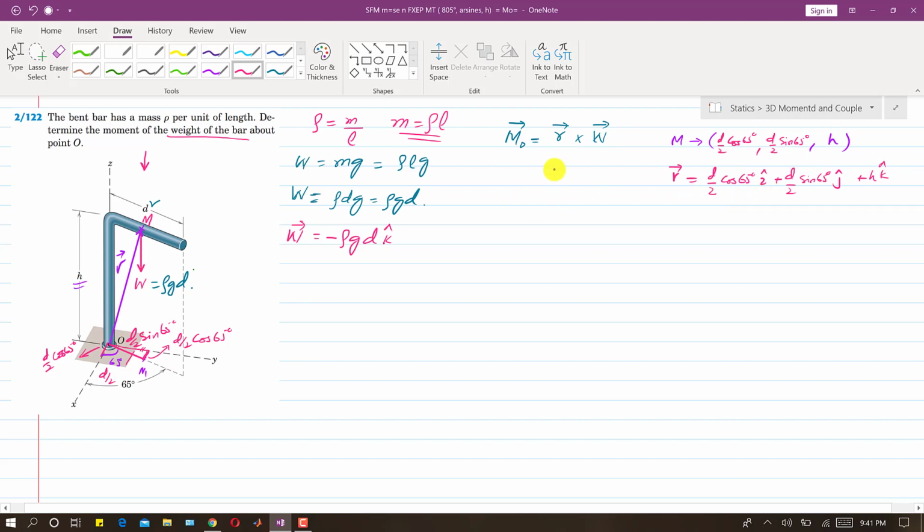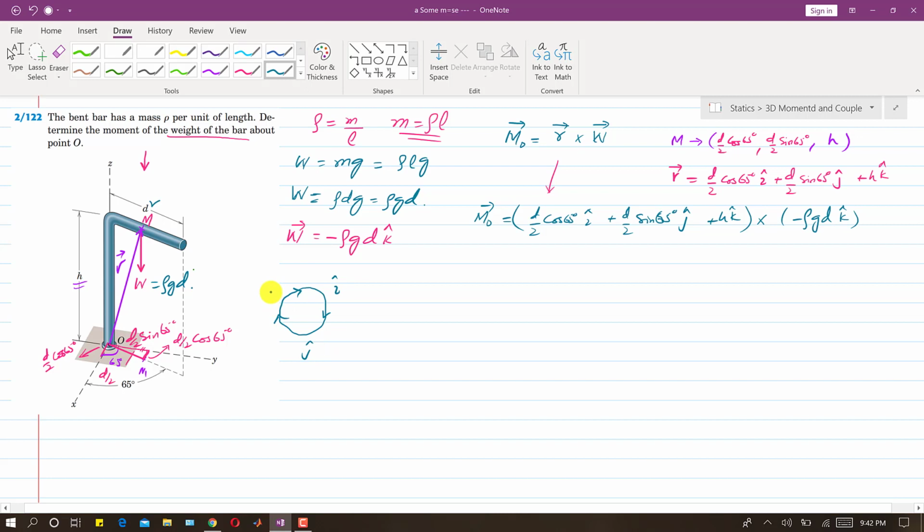Now if we take the cross product, the moment about O will be equal to the r vector, which is d by 2 cos of 65 degrees i plus d by 2 sine of 65 degrees j plus hk, crossed with minus rho g d k, right? And if I draw that diagram again, it will be i, j and k, right?